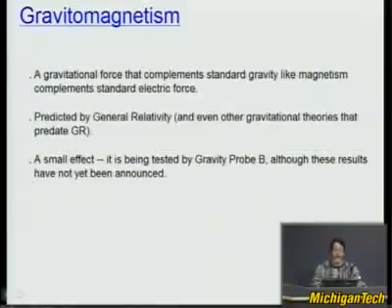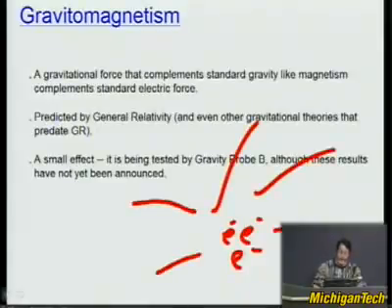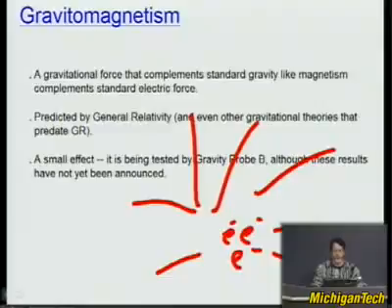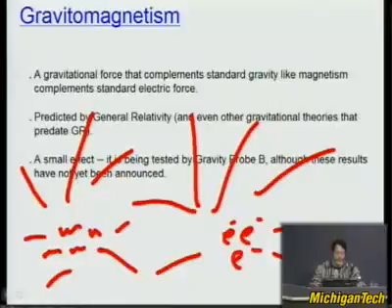Okay, another cool aspect of gravity is gravitomagnetism. That's a gravitational force that complements standard gravity like magnetism complements standard electric force. So if you just have a bunch of electric charges here, or even one electric charge, then you get electrostatic force falling off with r squared. Oddly enough, if you have a bunch of masses here, again, things seem to fall off as r squared. So it looks like there's an analogy, but we're going to get to that, I think, next time. That will be another slide on how good that analogy is.